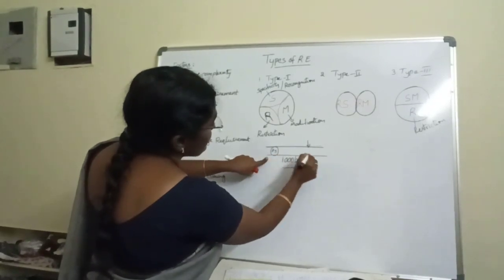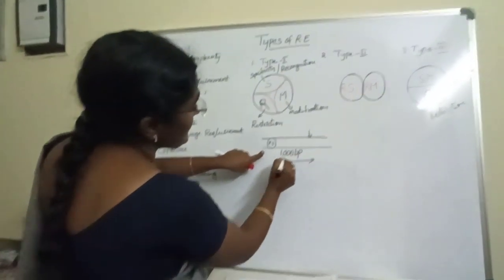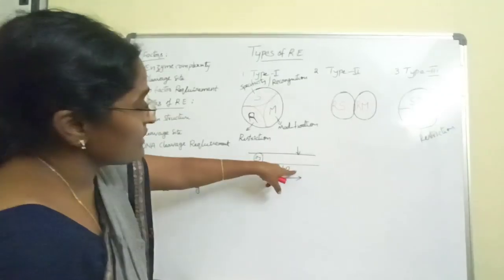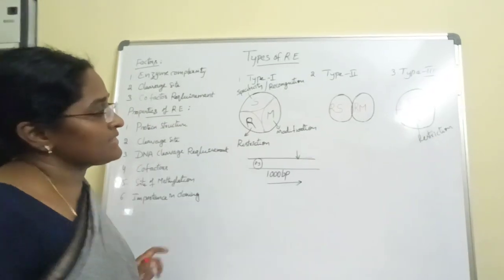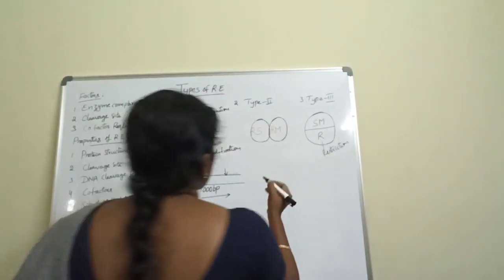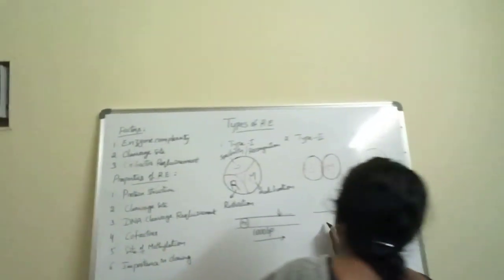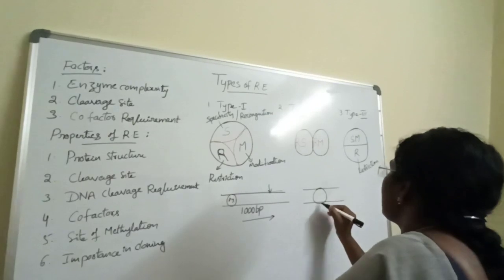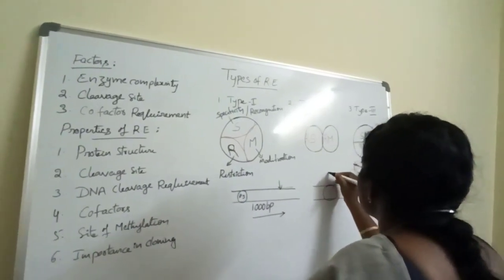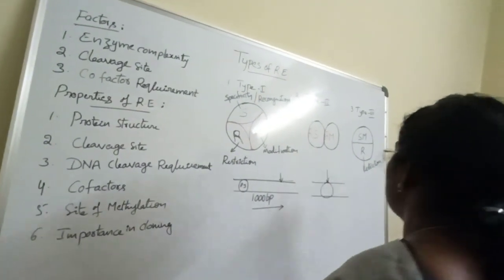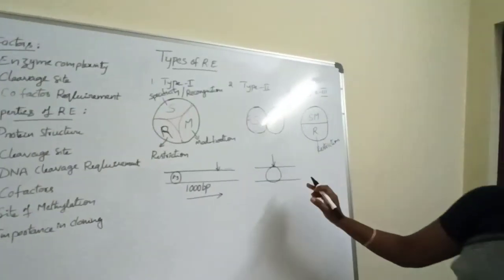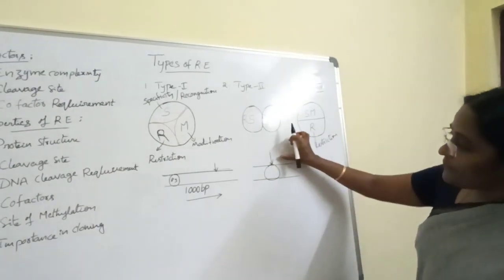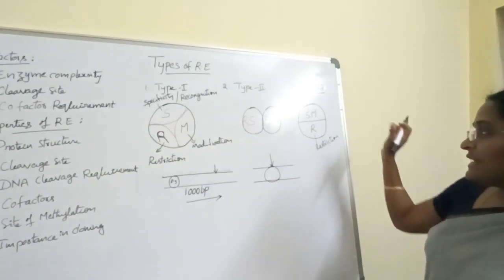These enzymes cut the DNA 1000 base pairs away from the recognition site. Next, type 2 enzymes. Type 2 enzymes cleave the DNA at a specific recognition site. These enzymes cut the DNA at the specific recognition site.